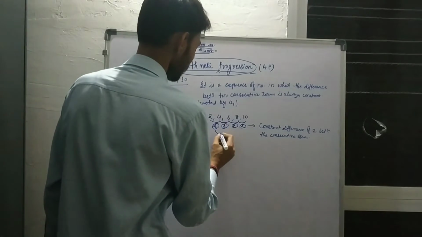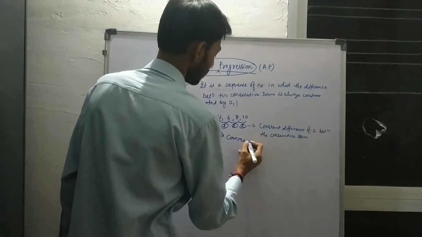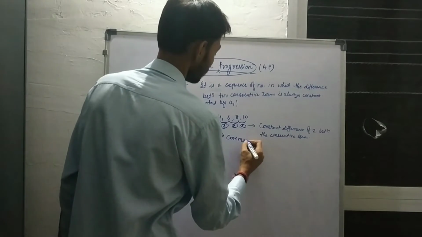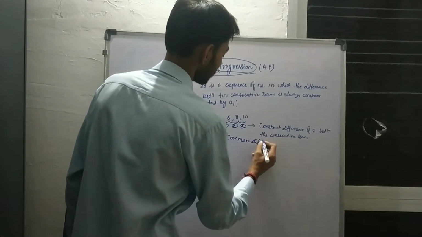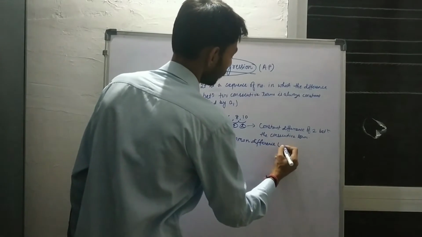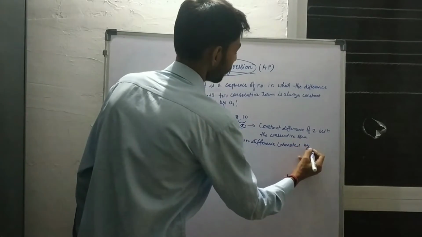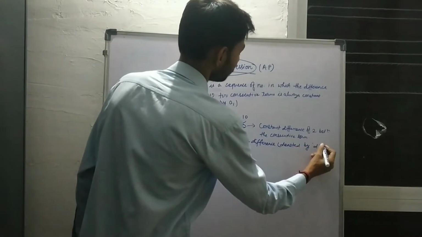All right. So this 2 is common between two terms. This 2 is called the common difference, and the common difference is denoted by small d.